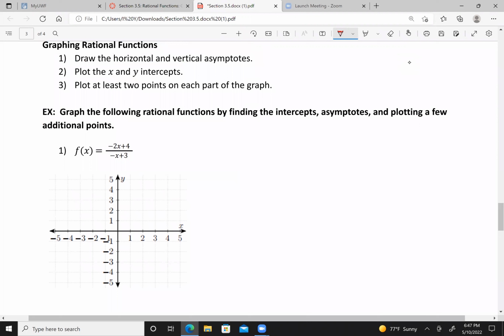So first of all, let's find our asymptotes. So we have negative x plus 3 equals 0, negative x equals negative 3, x equals 3. So that is a vertical asymptote. Now y, we have first degree, so it's simply y equals 0.